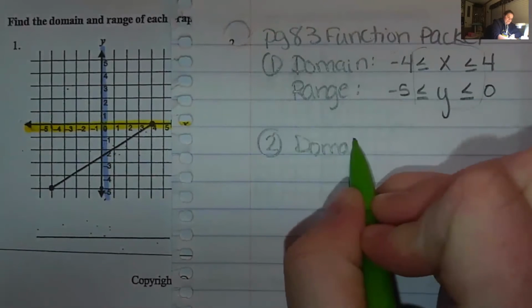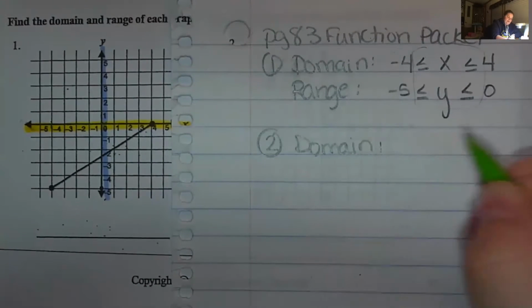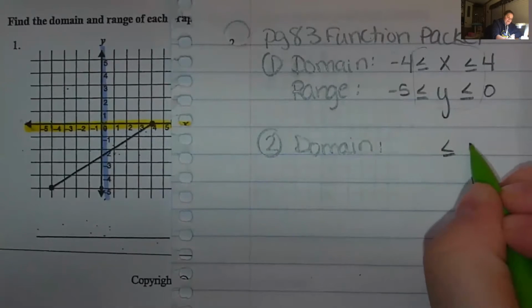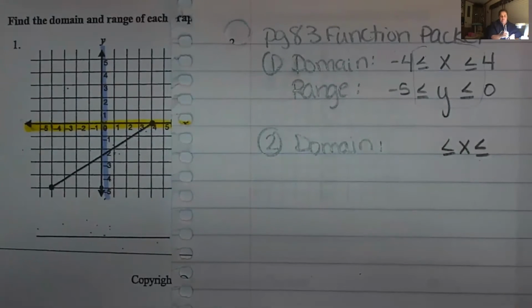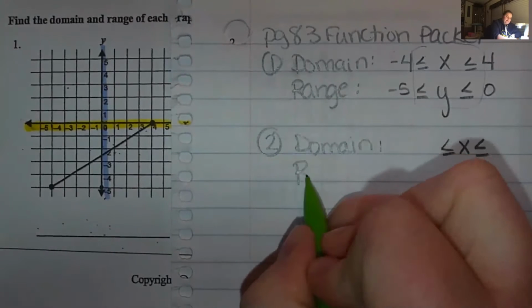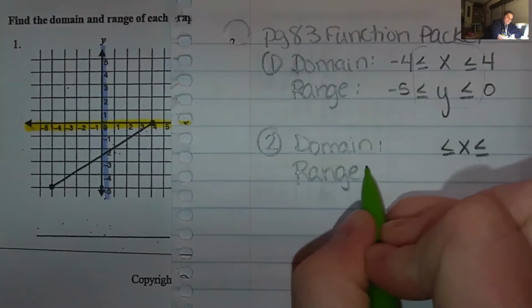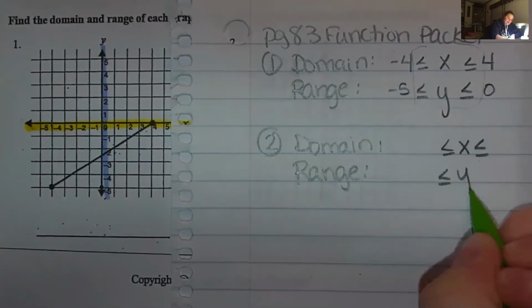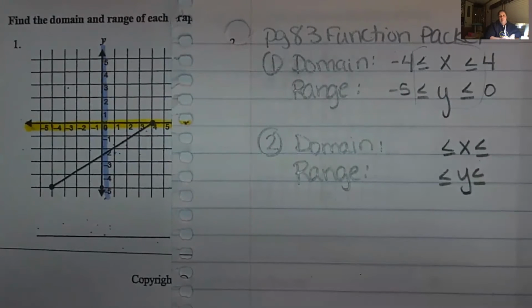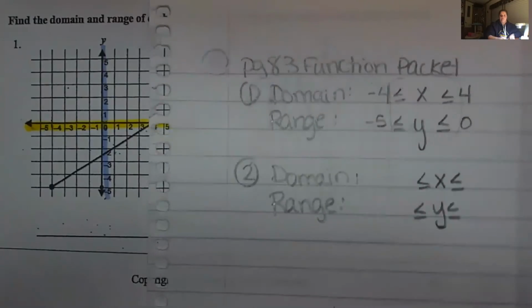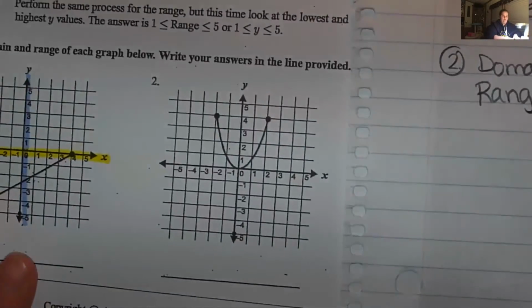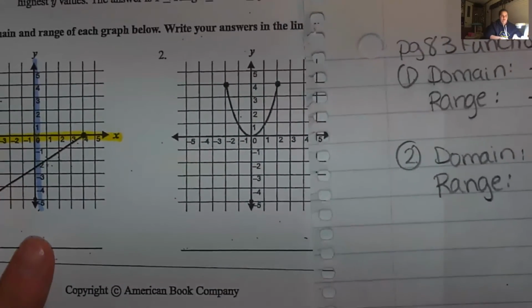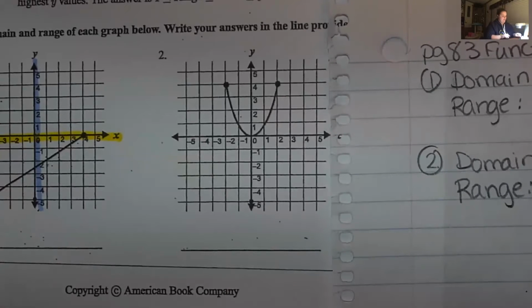Domain. Remember, we're going to leave a space and write less than or equal to x, less than or equal to, because remember, domain is x. And I'm going to write range, less than or equal to y, less than or equal to. Okay, going to put all that in. Now I just have to put in the numbers. Domain is my x values.